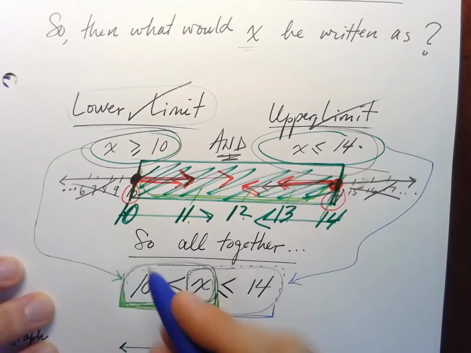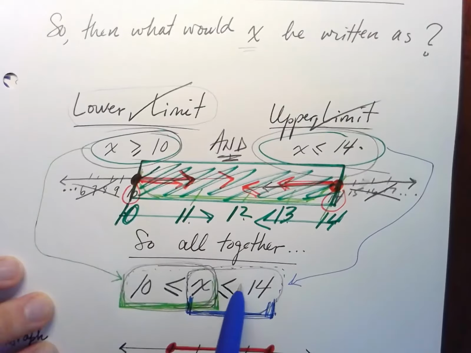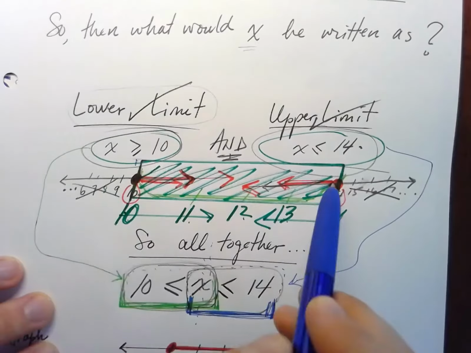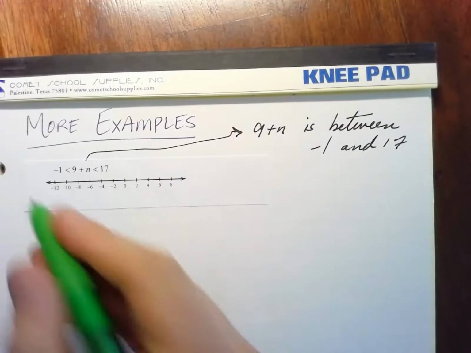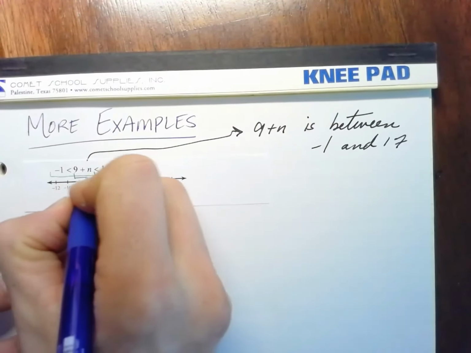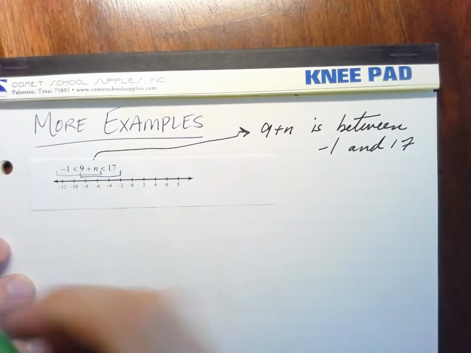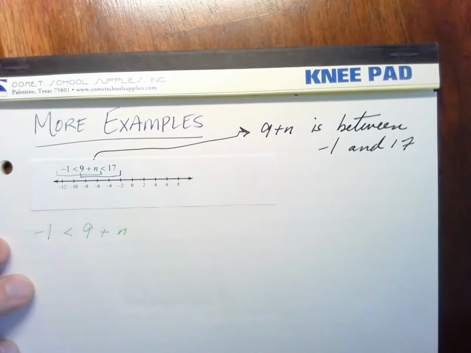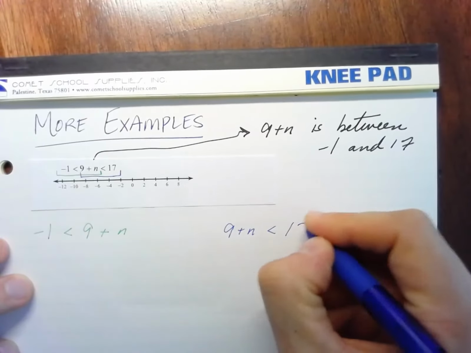And then I had the blue section, which was another of my inequalities. It goes this way. So I can split this apart, and I could sever this right near the x, and I can have this statement and this statement both come out of it. And that's what I'm going to do right here. So the green statement here would be this, and the blue statement would be this. You see that? So my green statement would be -1 is less than 9 plus n, and my blue statement would be 9 plus n is less than 17.